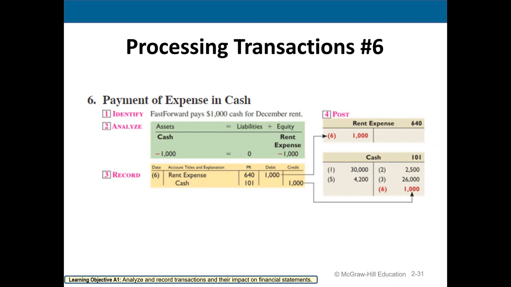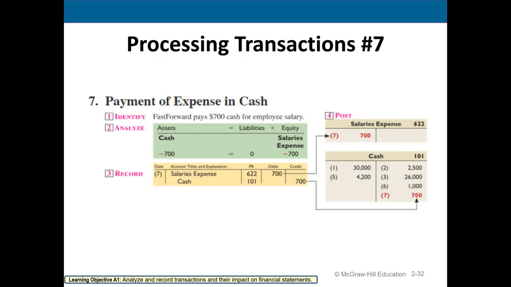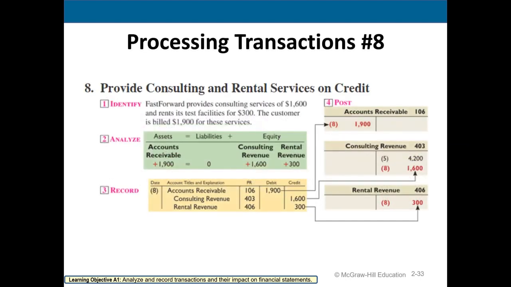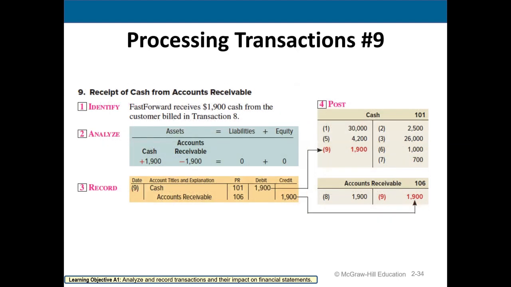Payment of expense. So now we're making the payment. We went through an example of that where you're paying cash out. Maybe it's your utility. In this case, it's your rent expense. So cash is going out. It's a credit, and then our expense account is going to have a debit. Okay, this is the same thing, but with salaries. And I'm just going to kind of scoot through some of these.